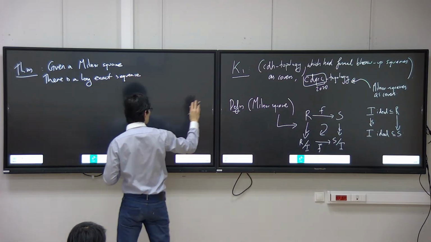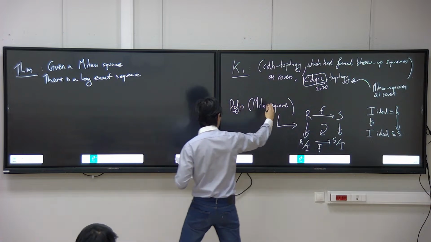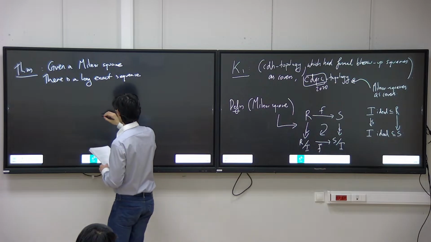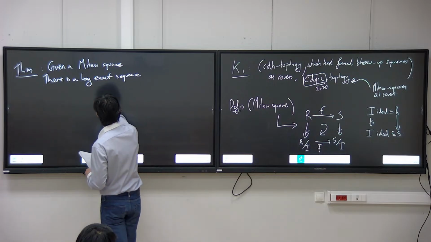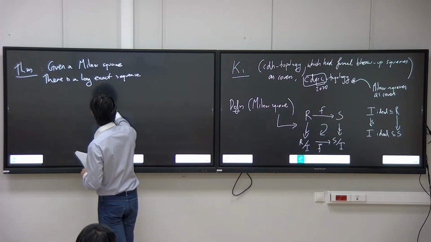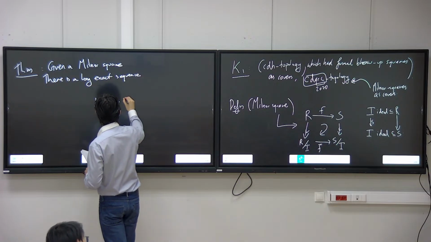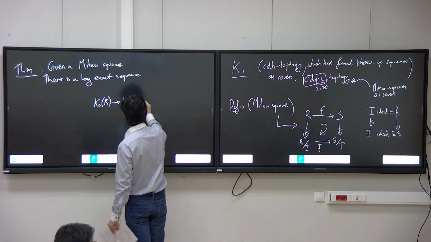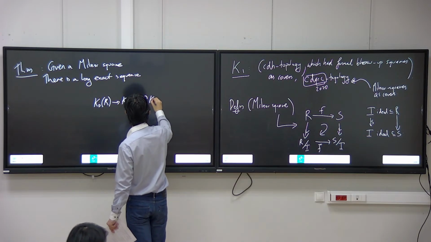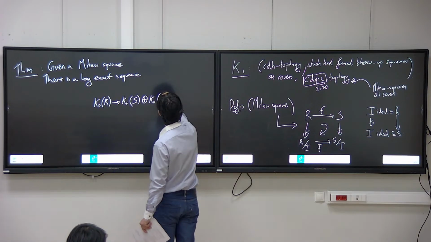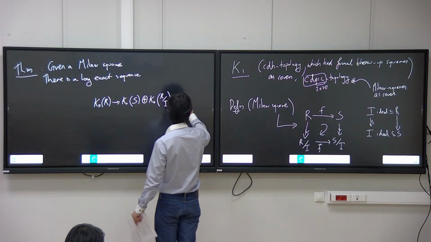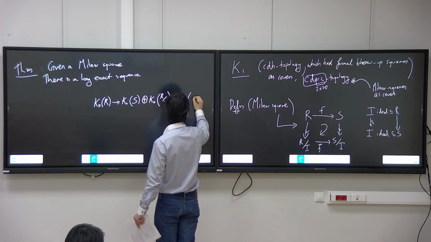So as I mentioned, K theory satisfies descent for this Milnor square, and the way to write it is as follows. So you have K naught of R mapping to K naught of S, direct sum with K naught of R over I, and this maps to K naught of S over I.